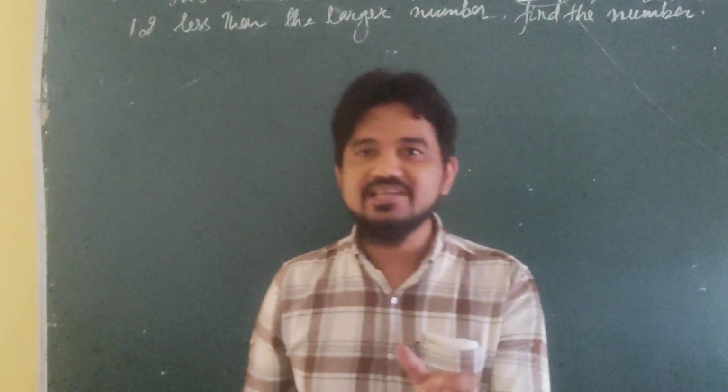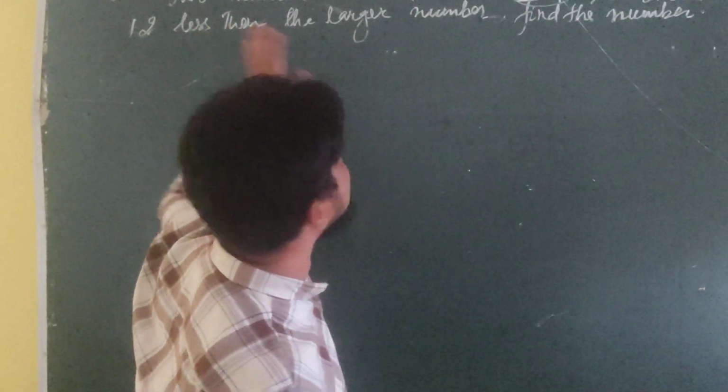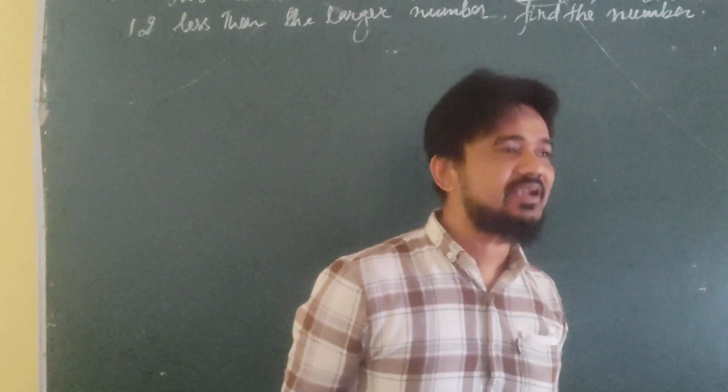So one condition given in this question is that the smaller number is 12 less than the larger number. So let us find out the numbers.